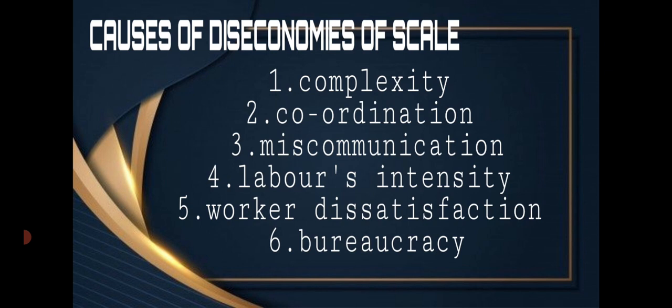So, causes of diseconomies of scale. The causes of diseconomies of scale are as follows. First one, complexity. Second one, coordination. Third one, miscommunication. Fourth one, labor intensity. And fifth one, worker dissatisfaction. Sixth one, bureaucracy.